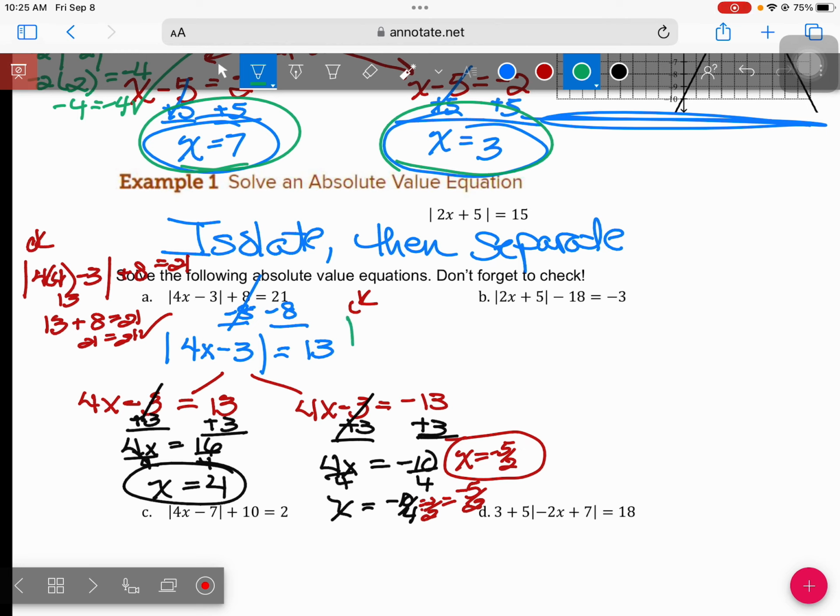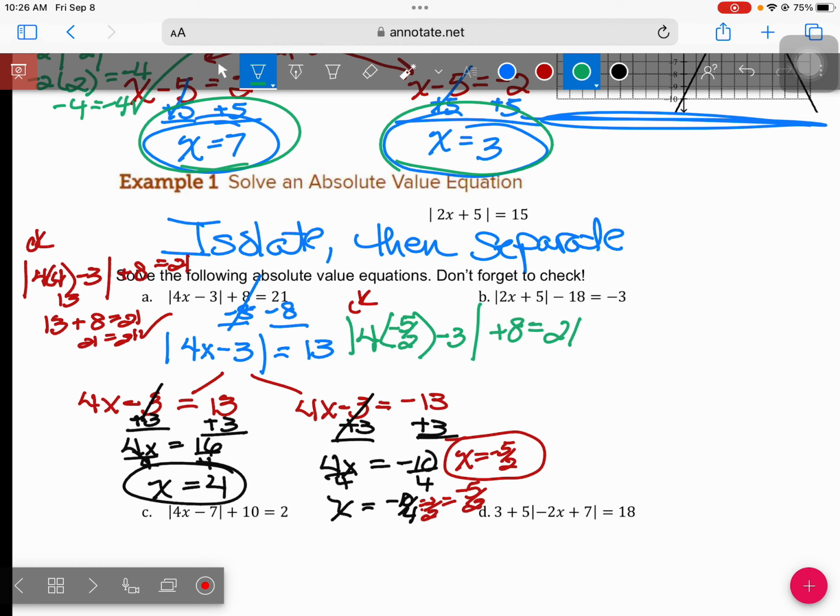Negative 5 halves. So absolute value of 4 times negative 5 halves minus 3, absolute value plus 8 equals 21. I know this is intense. Wigwam, TP, and circus intense. Get it? Get it? Wigwam, wigwam, tense, TP, tense, circus, tense.